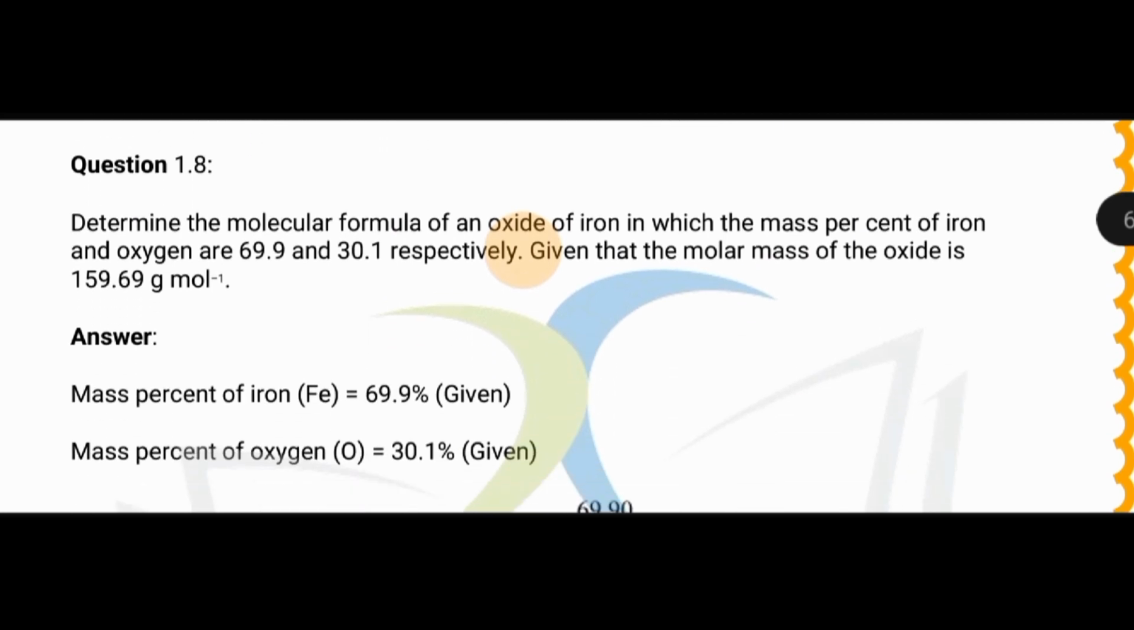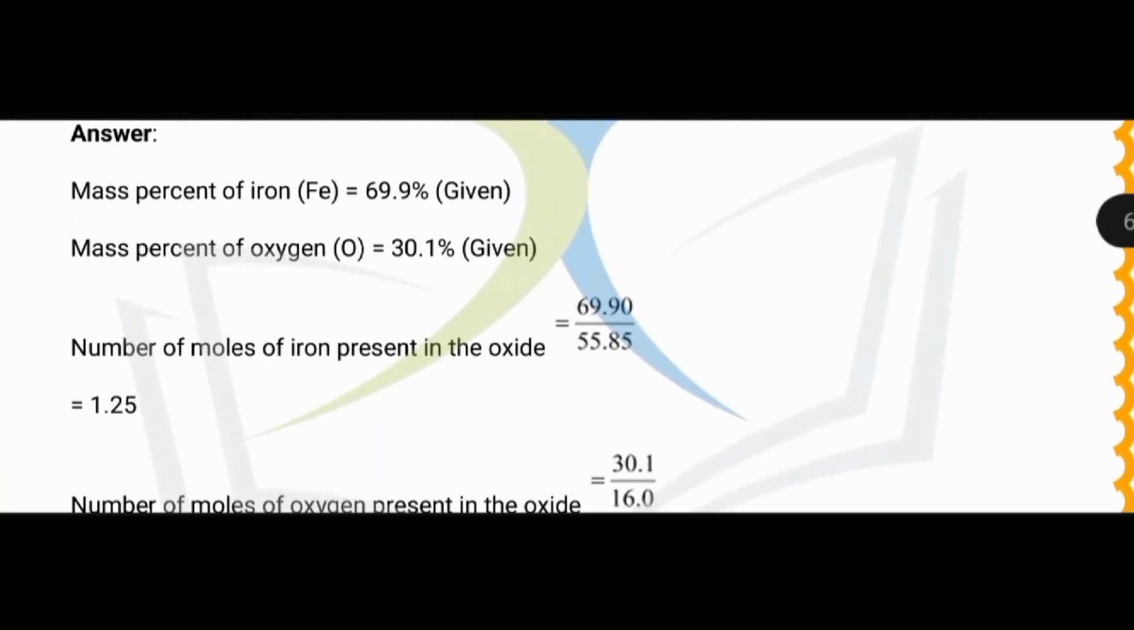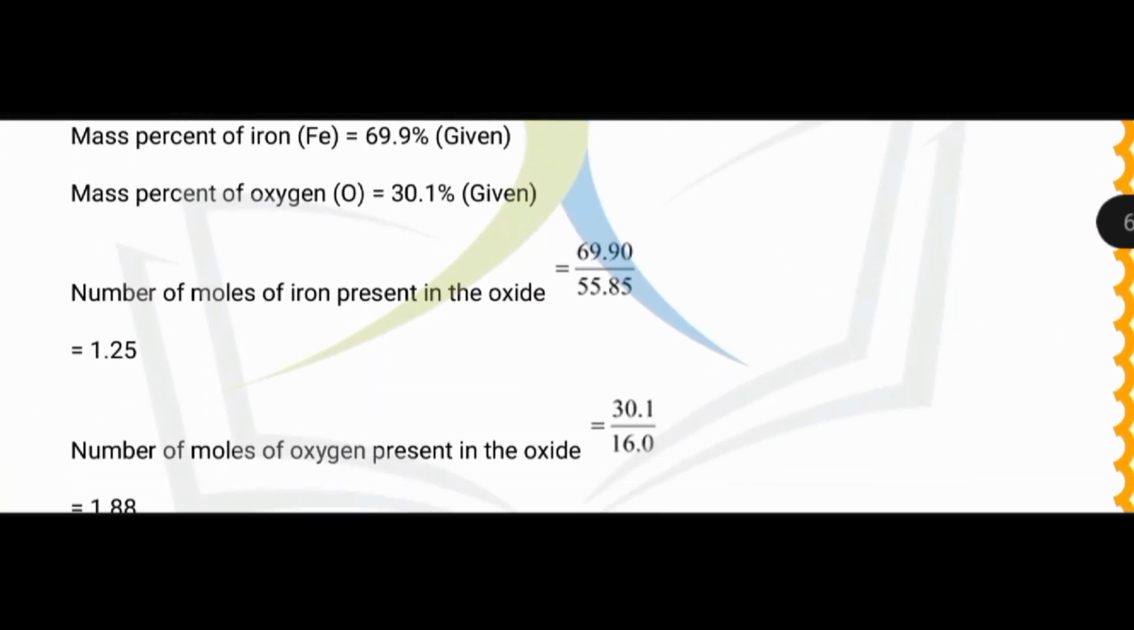Now next is to determine the molecular formula of an oxide of iron in which the mass percentage of iron and oxygen is 69.9% and 30.1%, and the molar mass of this oxide is 159.69. So this is very much similar to the question that I have done previously. So here firstly you know that the mass percentage of iron is 69.9% and mass percentage of oxygen is 30.1%. Now you can calculate the number of moles of iron.